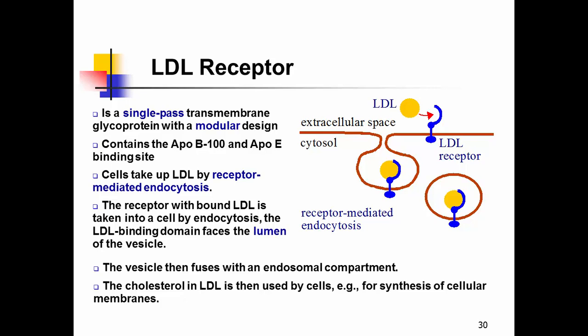So the ApoB100 on the LDL surface can be recognized by LDL receptors, which allows the LDL to bind. Once LDL binds this receptor, the cell membrane can be internalized, right? So the whole receptor together with the LDL is internalized into the cells. This is the process by which cells take up LDL, right? That requires LDL receptors and the ApoB100 and ApoE proteins on the LDL, right?